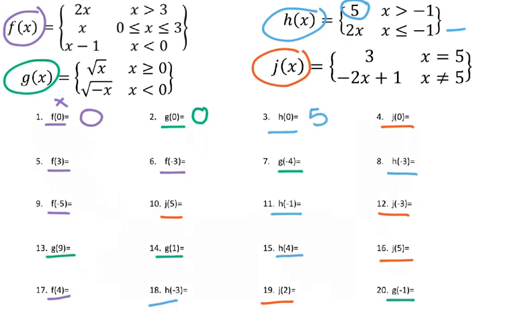So what we do is we look at what X equals, then we figure out which restricted domain it goes to, and then we actually plug it into the function. Alright, so I'm going to do another one, and then I'm going to let you try it. So, number 4, J of 0.